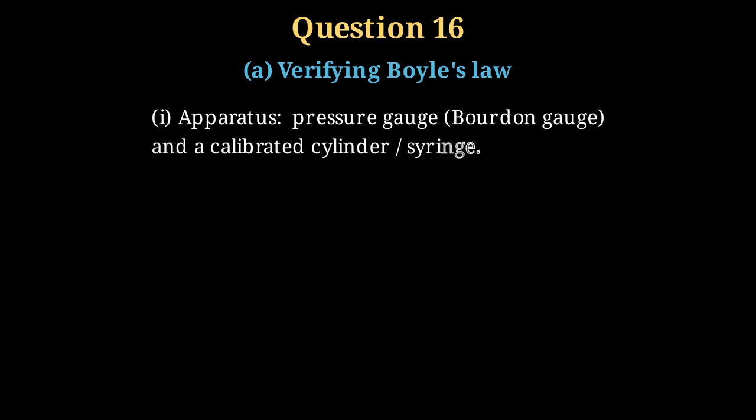Question 16 is about the behavior of gases. Part A. To verify Boyle's law, the students need a pressure gauge, such as a Bourdon gauge, and a calibrated cylinder or syringe to read the volume. And the quantity they must keep constant is the temperature.